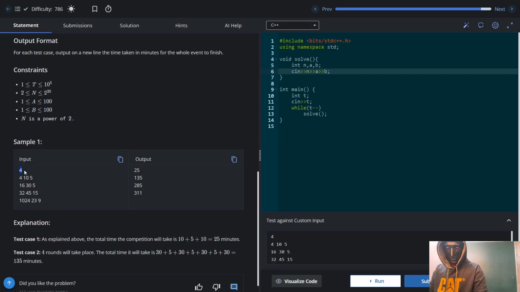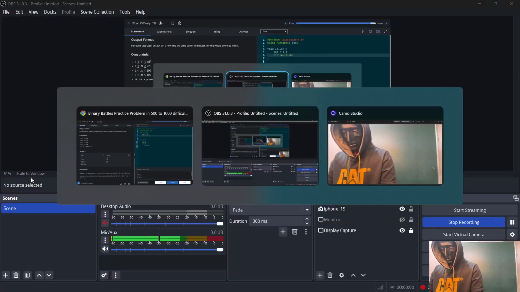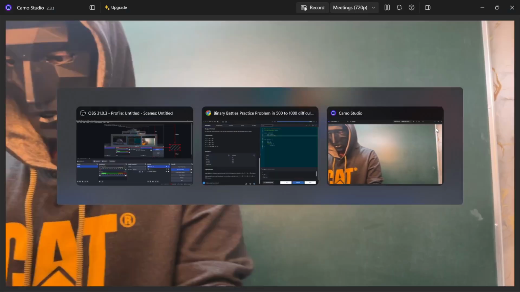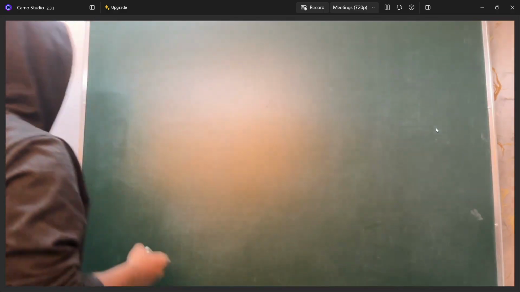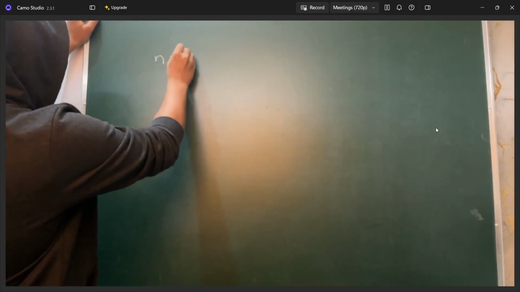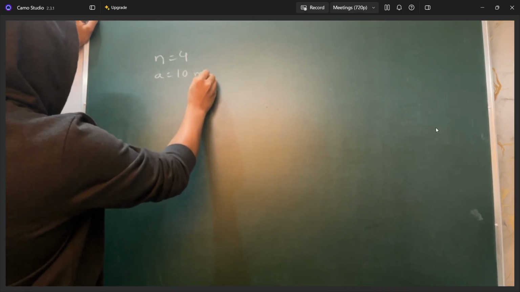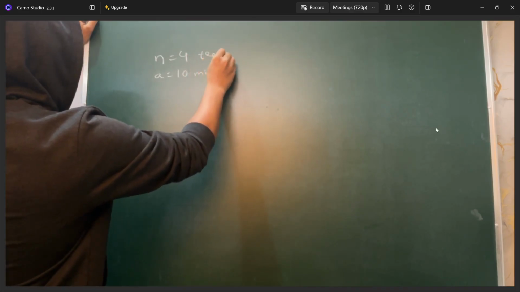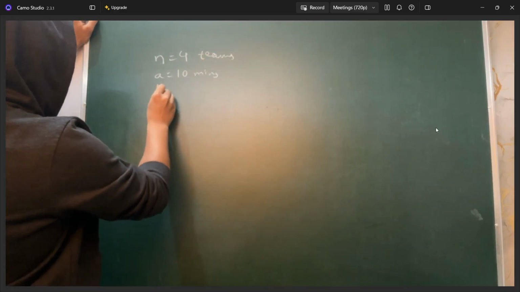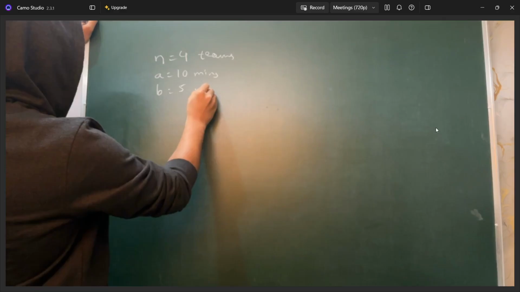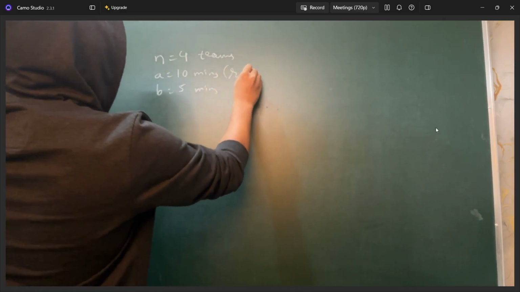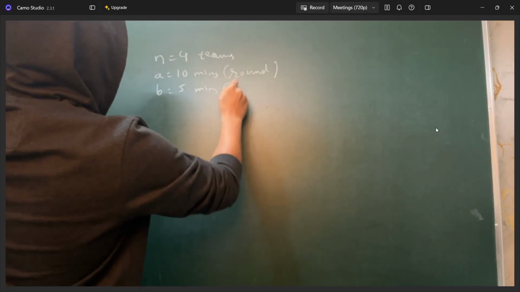So they have got four test cases. In the first test case, there are four teams, and we have got 10 minutes for each round and 5 minutes of break. So let's understand this. What they're saying is, in the first test case, there are four teams, and each round will take 10 minutes of time, right? And this is the break time, which is 5. Round time, and this is break time.